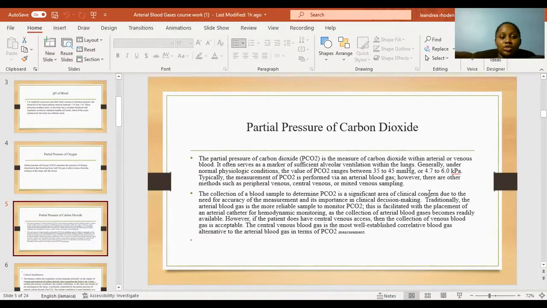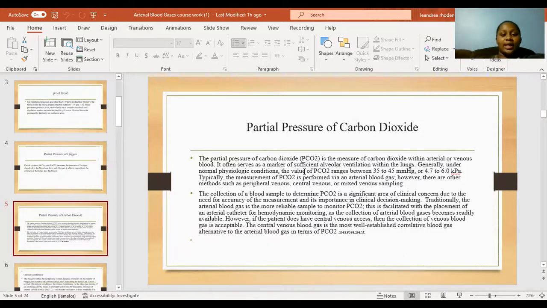ABG is a test done to measure the acidity and the levels of oxygen and carbon dioxide in the blood from the artery. In ABG, there are 4 important components. Those are your pH, your PaCO2, meaning your partial pressure of carbon dioxide, your HCO3, meaning your bicarbonate, and you have your PaO2, meaning your partial pressure of oxygen. Now, narrowing down on the partial pressure of carbon dioxide, the more carbon dioxide you have in your blood, the more acidic your blood is.